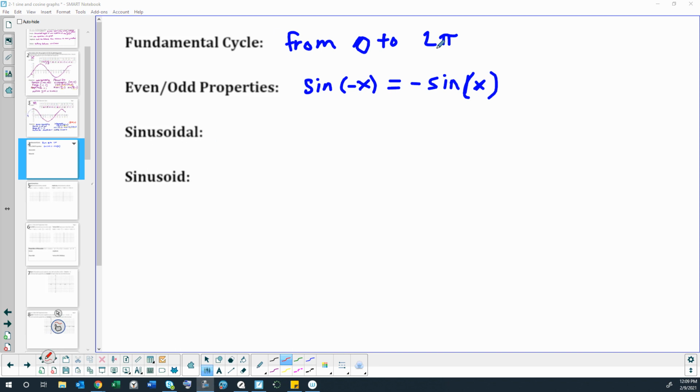Okay, that first cycle of the graph from 0 to 2 pi before it starts over again, within the numbers we've been learning about on our unit circle, that's called the fundamental cycle. It just repeats over and over.